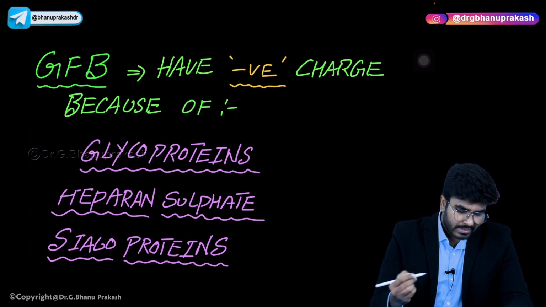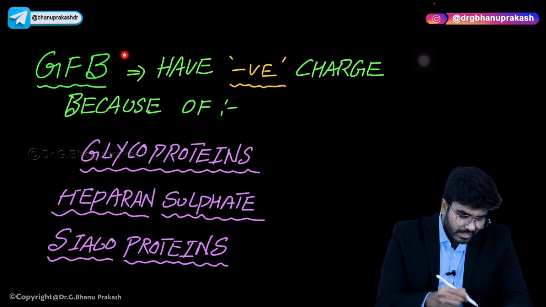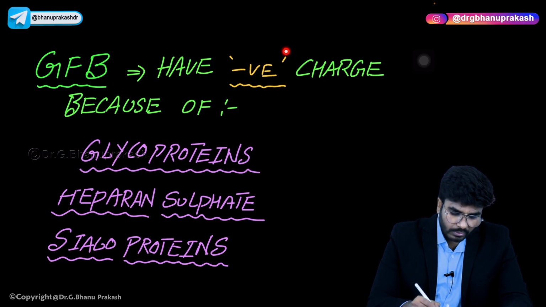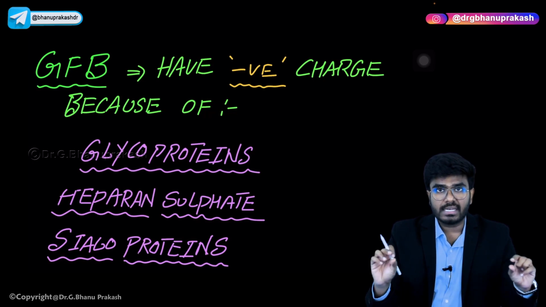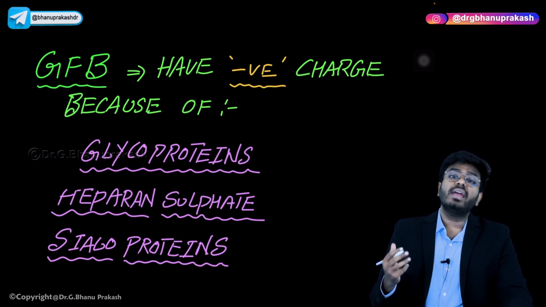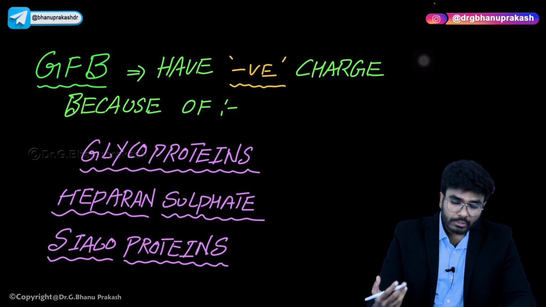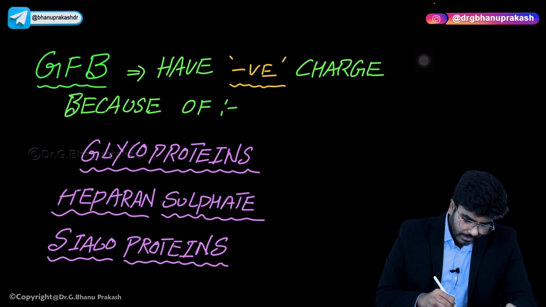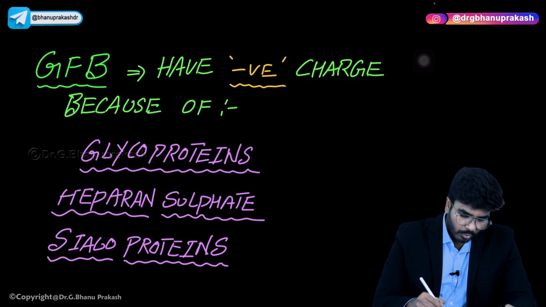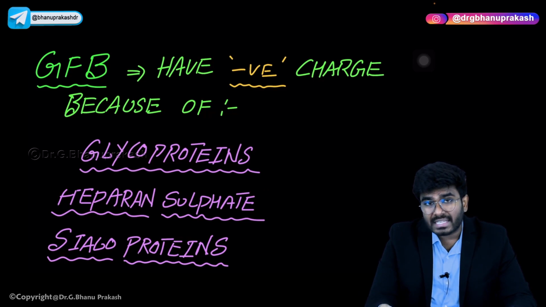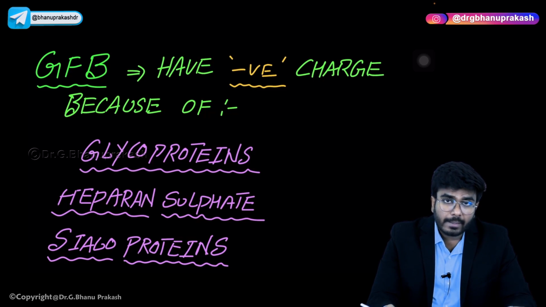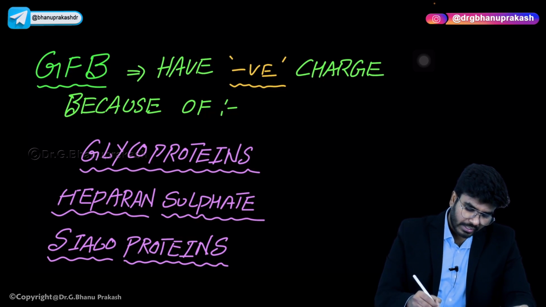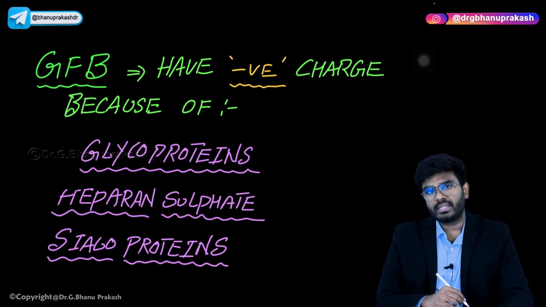Now, let's continue. Glomerular basement membrane, I have already told you, is a negatively charged substance. Now, if you ask me why it is negatively charged, the negative charge is because of certain important proteins. Which proteins? Glycoproteins, heparan sulfate. This is very important. Because of the presence of heparan sulfate in the glomerular basement membrane, it is getting the negative charge. So, the negative charge is due to glycoproteins, heparan sulfate and sialoproteins.